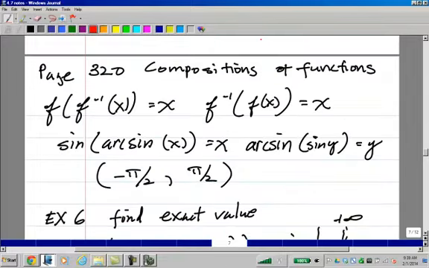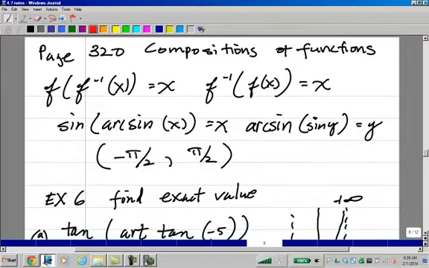All right. Now, here's where it gets fun. Compositions of functions. Now, if you compose f of the inverse of x, then you get x. And if you take the inverse of f of x, then you get x back. Okay? So if you take the sine of the arcsine of x, you get x. And the arcsine of the sine of y equals y. Now, we're sticking to negative pi over 2 to pi over 2.